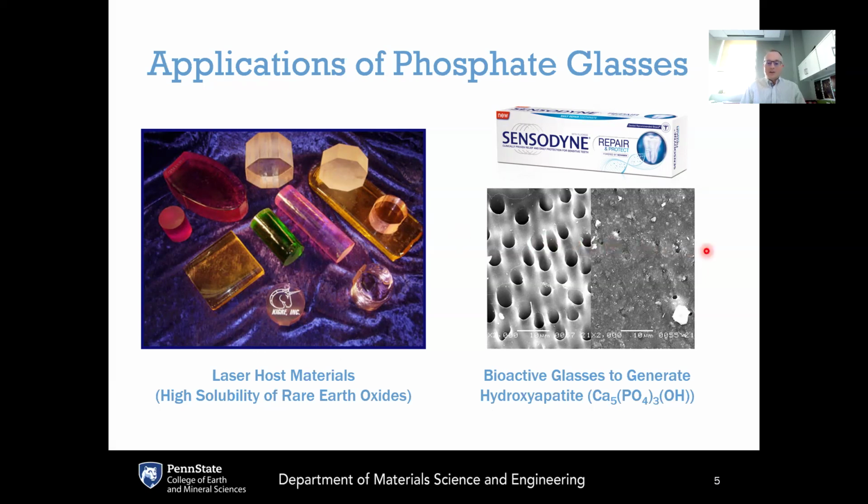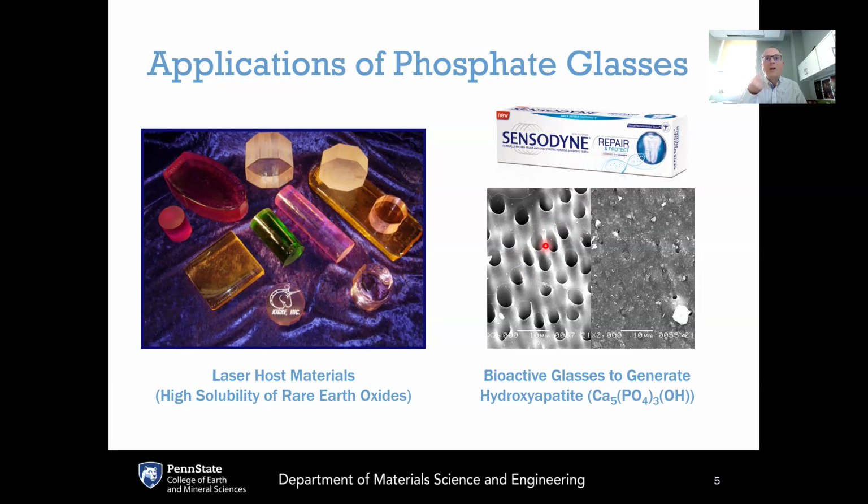Phosphate glasses can also be bioactive. For example, there are phosphate-based glass powders included in some toothpaste, such as this Sensodyne Repair and Protect with Novamin. And these glasses are able to bond to the enamel in your teeth, and especially where you have exposed roots, there are these tubules in your tooth structure, and that can lead to high dental hypersensitivity.